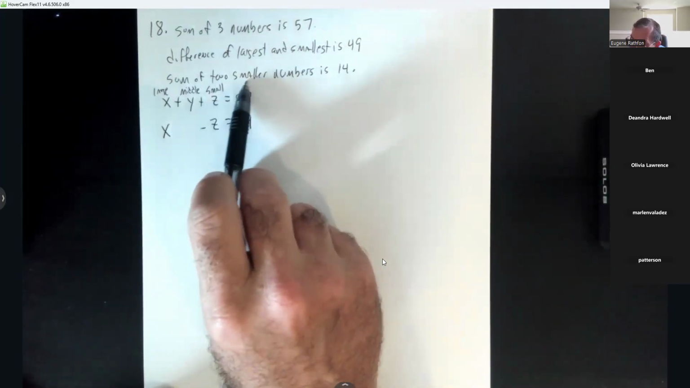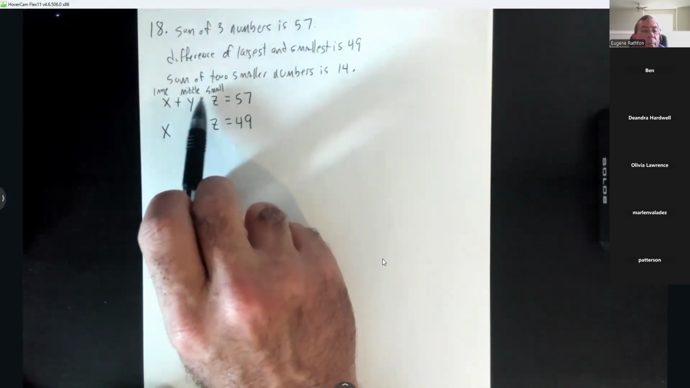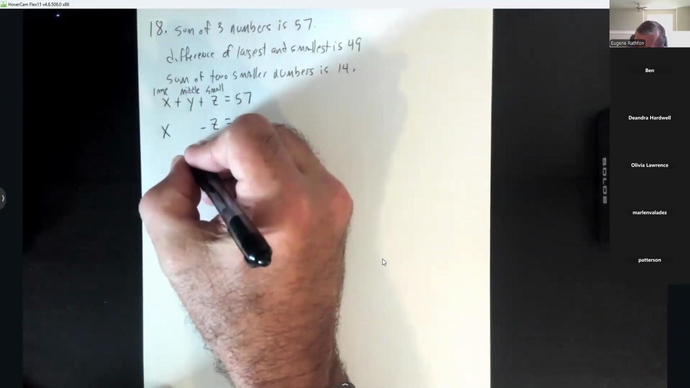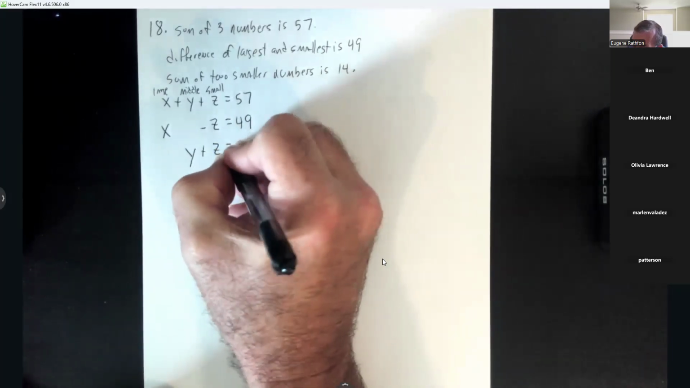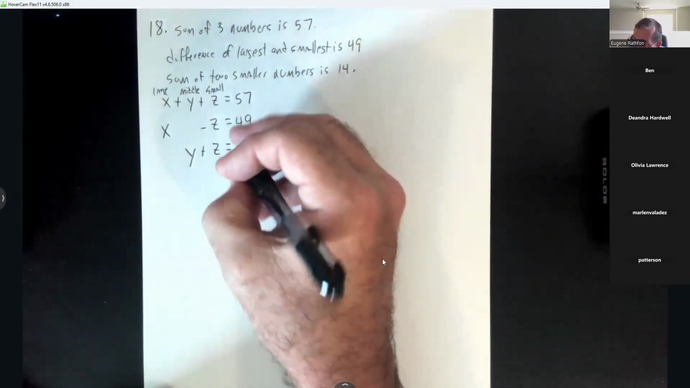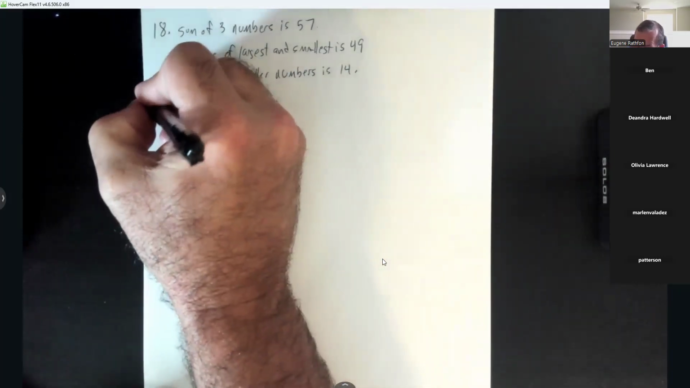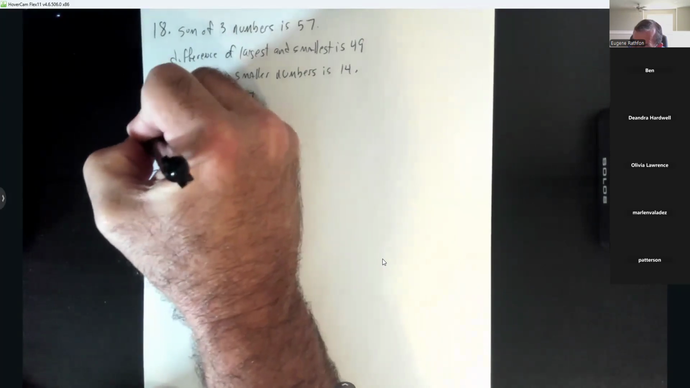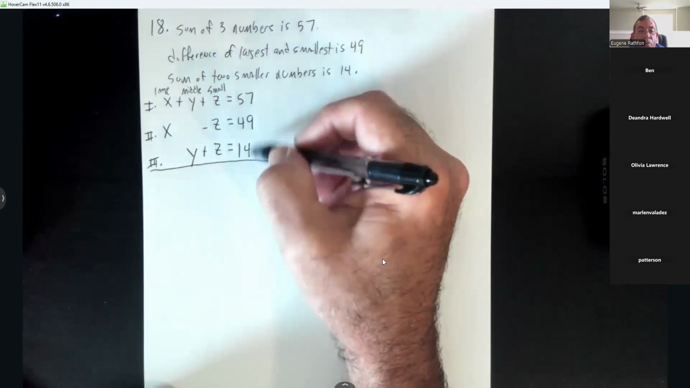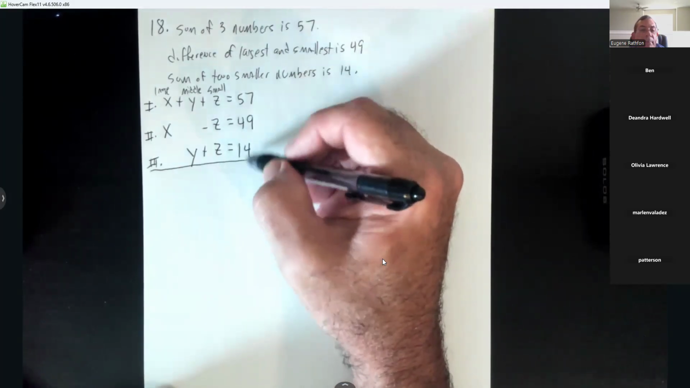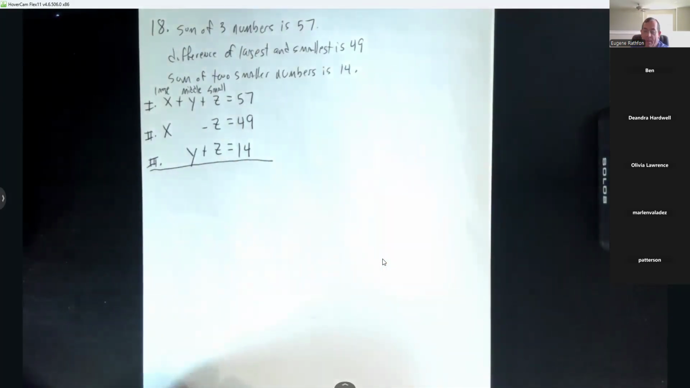Then it said the sum of the two smaller numbers. Well, the two smaller numbers will be my middle and small. So sum is adding. So Y plus Z equaled 14. So y'all will set up the same exact way. The only difference is going to be these three numbers here, okay? But your left side will set up just like that.